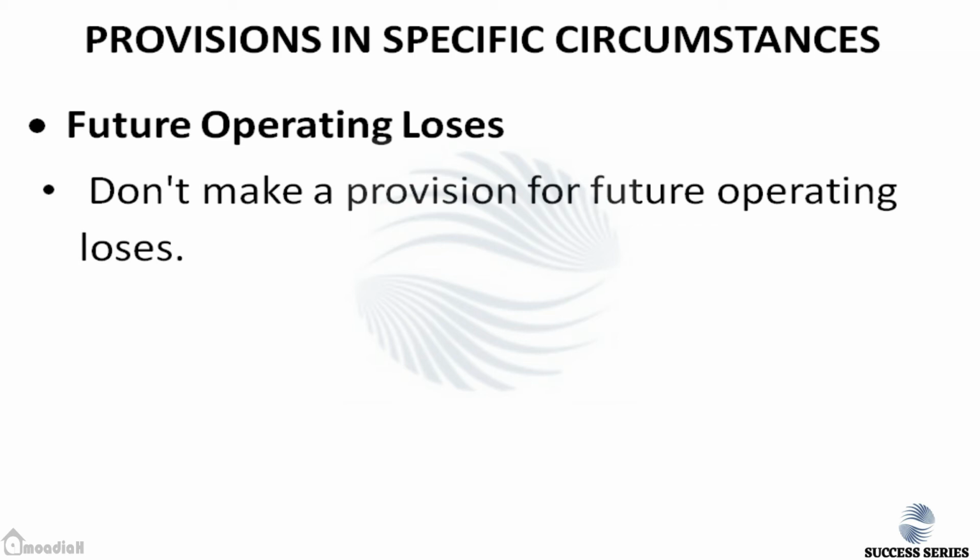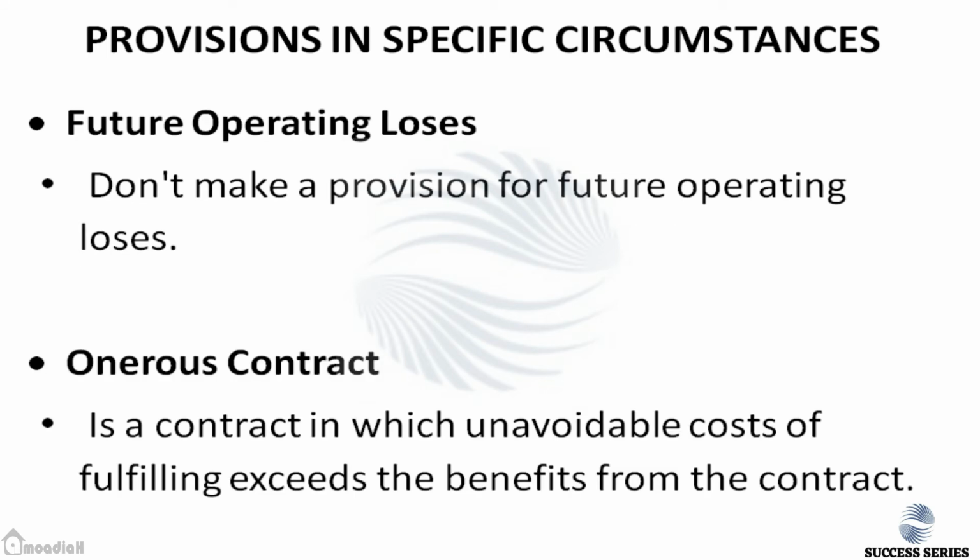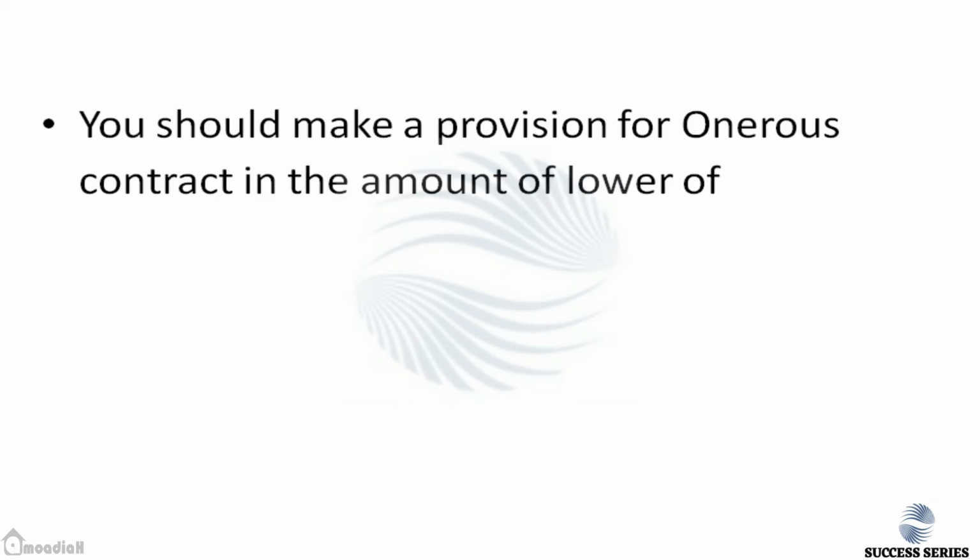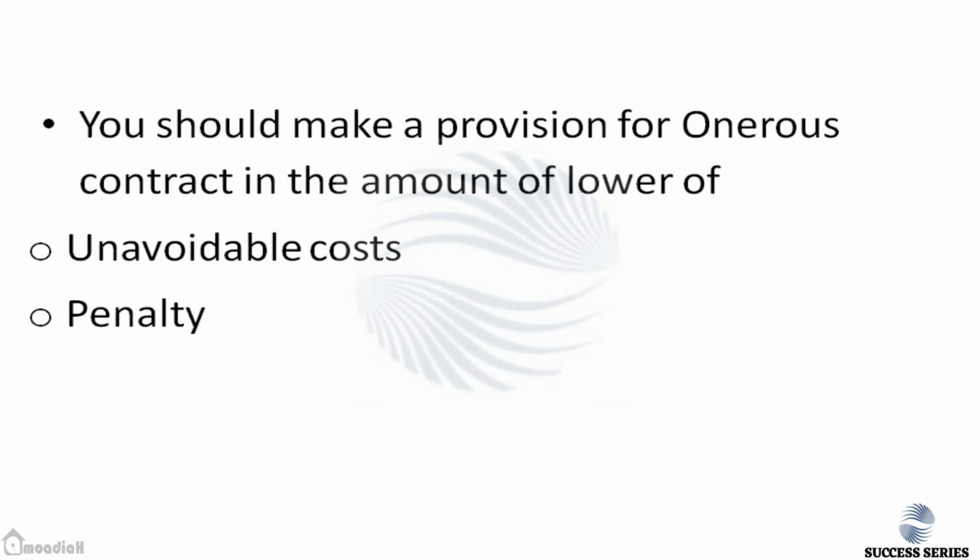The next circumstance that we need to consider is onerous contract. When we talk of onerous contract, it's a contract in which the unavoidable cost of fulfilling the contract exceeds the benefits that you need to get from the contract. What this implies is that the obligation that one needs to perform in a contract far exceeds the returns or the benefits that person is entitled to. So how do we then account for a provision in the case of an onerous contract? You need to take the lower of the unavoidable cost and then penalty. So you pick the unavoidable cost and then penalty.